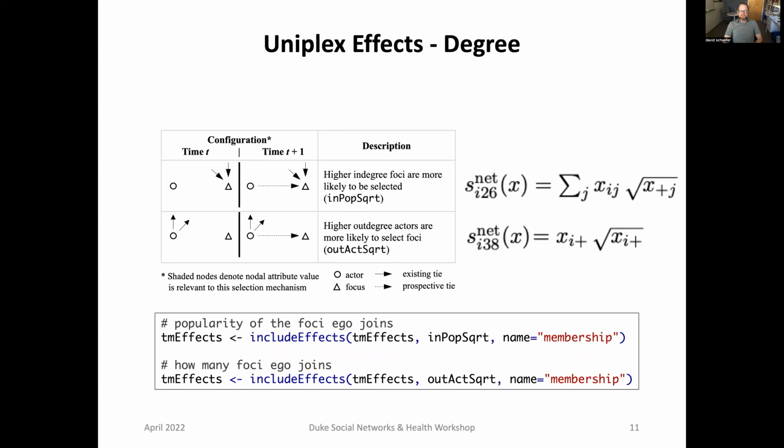Okay, just as with your one mode Siena model, it's important to control for the degree distributions. So here we have effects for the foci degree distribution. In this case, a positive effect would mean foci with more incoming ties tend to receive more incoming ties over time. And then we have our out degree activity, which is, are actors with more outgoing ties more likely to add a tie across time.